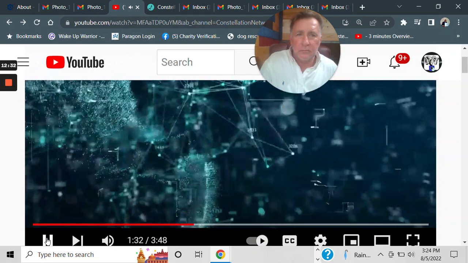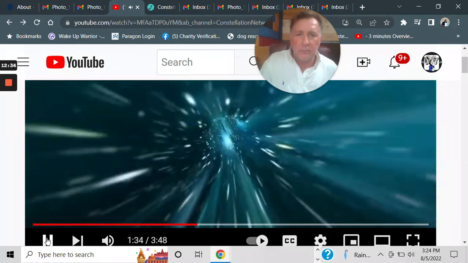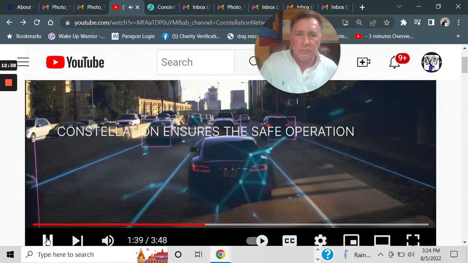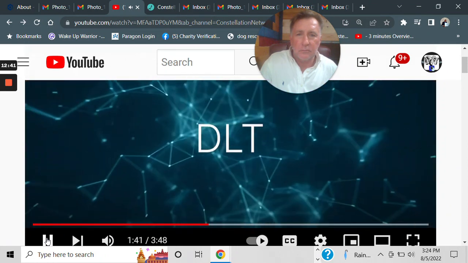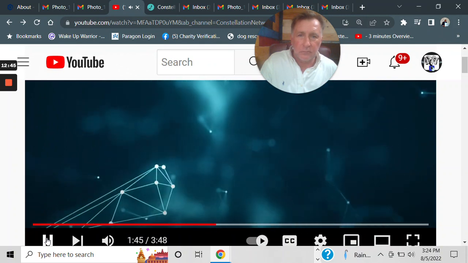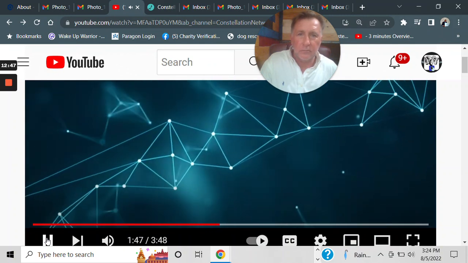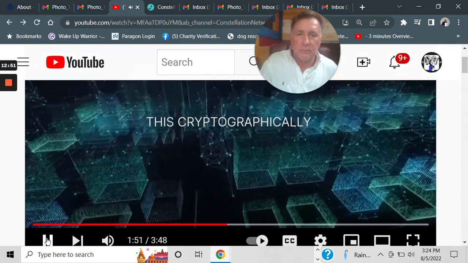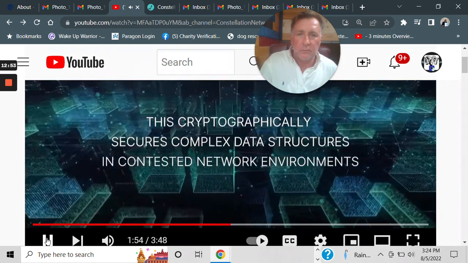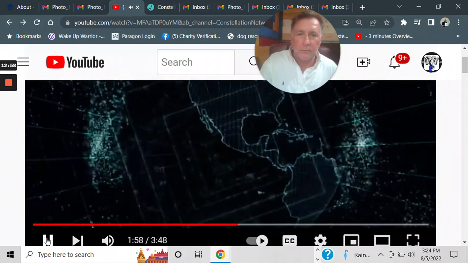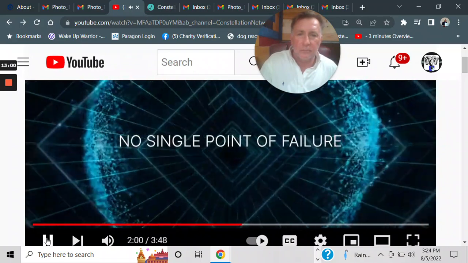By securing the data streams through distributed ledger technology, Constellation ensures the safe operation of AVs. Constellation's DLT expands upon the current capabilities of traditional blockchains by using directed acyclic graph architecture to scale infinitely. This cryptographically secures complex data structures in contested network environments. It is a highly resilient distributed network with no single point of failure.